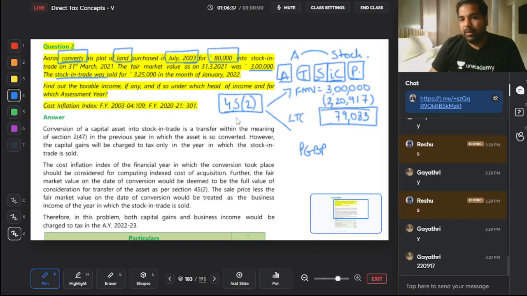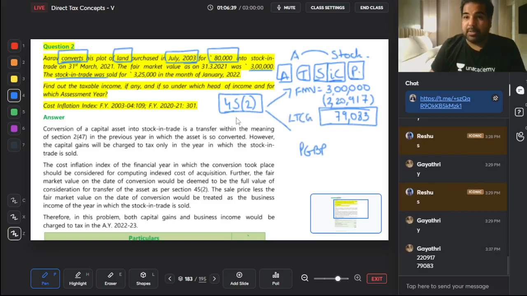Is it long term capital gain? Yes. It will be taxed at 20%. But guys, this will be taxed only in the year you sell it. So when have you finally sold this stock? This stock was sold in the month of Jan 22. So in the year 21-22, you will pay tax on this long term capital gain.